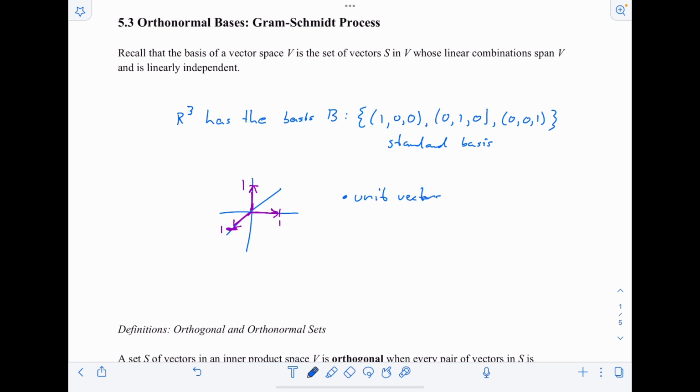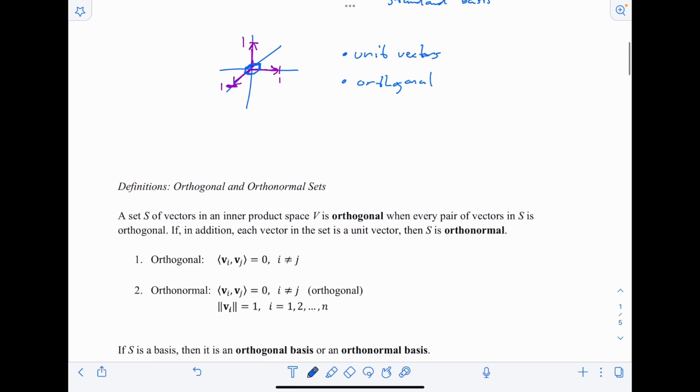The other thing to note is that these vectors are perpendicular or orthogonal. These vectors are orthogonal, and these vectors are orthogonal. In other words, these vectors are all orthogonal to each other. And those are the characteristics for what we're going to talk about in this lesson. So let's jump right into that definition.